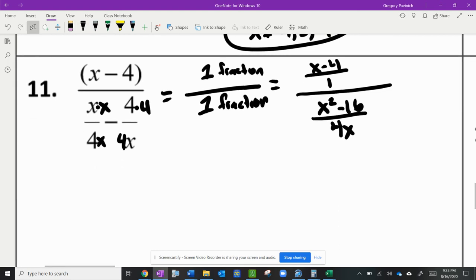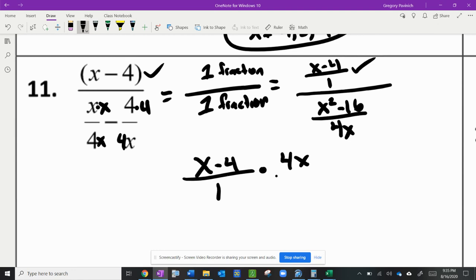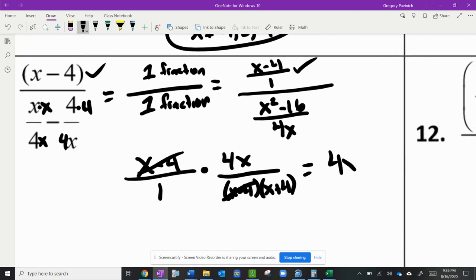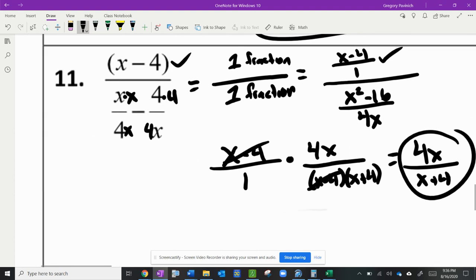Okay, the next step is leave, change, flip. Leave the top fraction. Notice I changed it into a fraction, even though it wasn't originally. It's just more visually pleasing to see that as x minus 4 divided by 1, and leaving it that, especially when I'm going to flip this. So then I have, and notice I'm just going to go ahead and factor that, reduce out my x minus 4s, 4x over x plus 4.